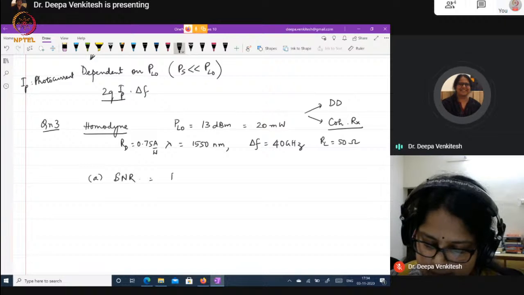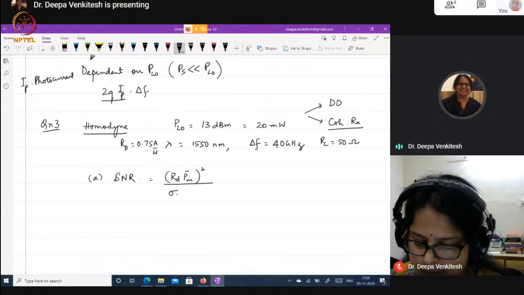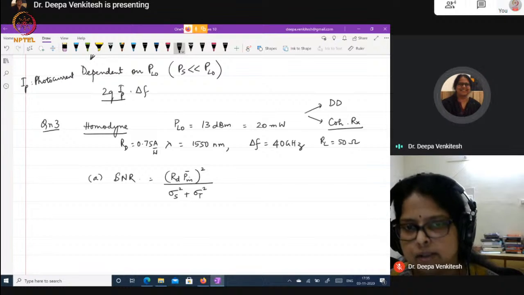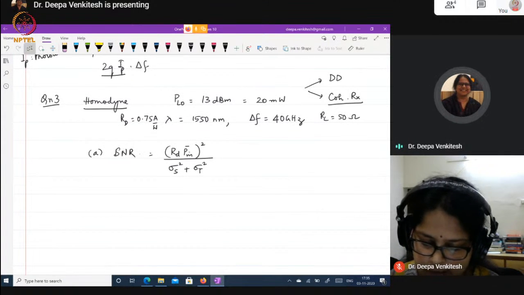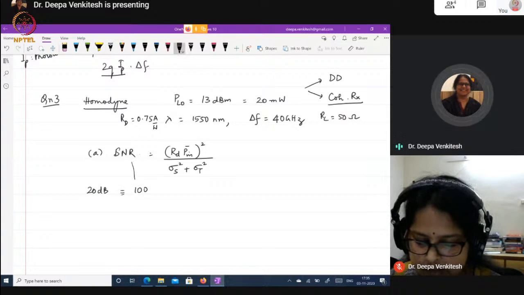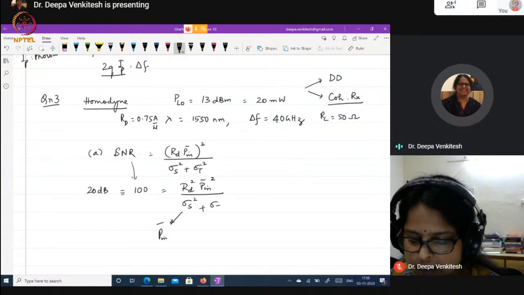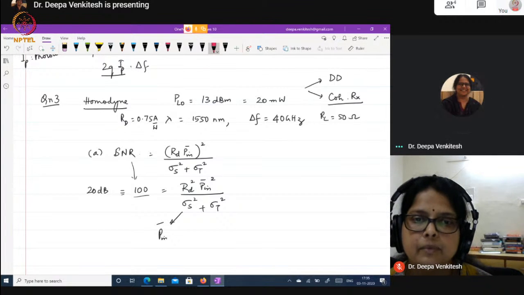So SNR is again RD squared P average power input squared, which is the electrical power at the input, divided by sigma S squared plus sigma T squared, where sigma S squared and sigma T squared are the variances of the shot noise and the thermal noise. The first part is: what is the signal power required to achieve an electrical SNR of 20 dB? When you're substituting, be careful. 20 dB is equivalent to 100. So SNR 100 equals RD squared P in squared divided by sigma S squared, which will also have a P in, plus sigma T squared. So the question is, if you want this number to be 100, what should be the signal power?